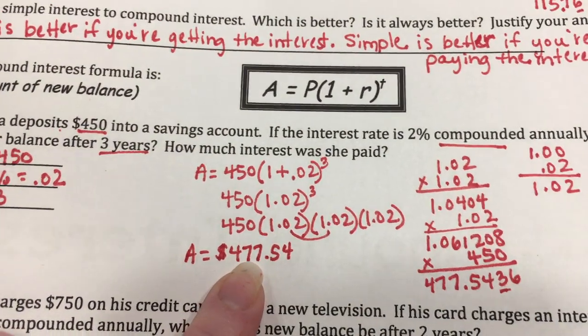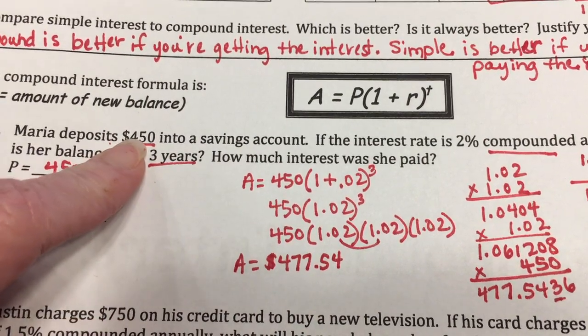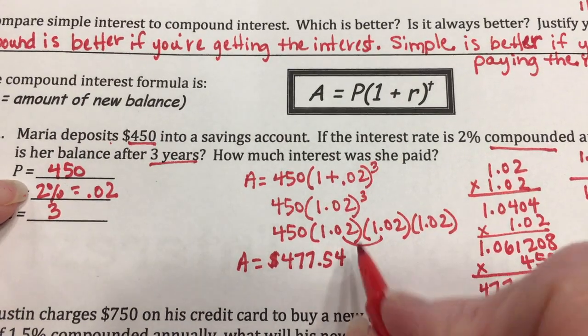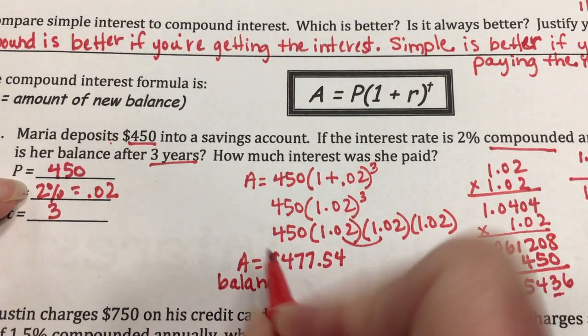All right, so what is that? That's not the interest, that's the whole amount. So that's the balance, it's the $450 plus the interest. So that right here is the balance. That answers the first question.